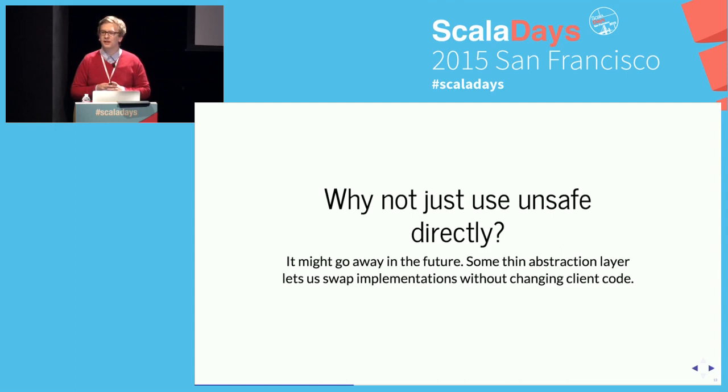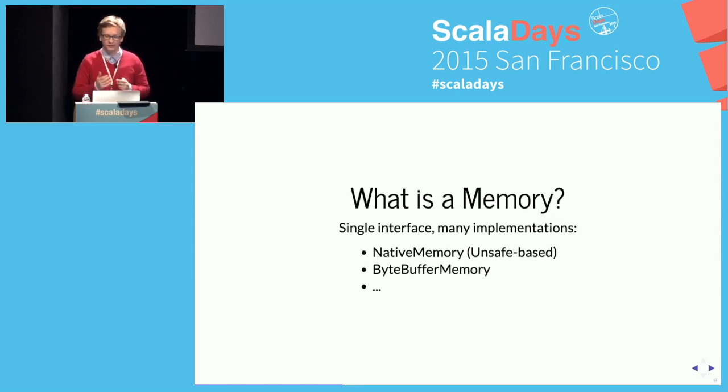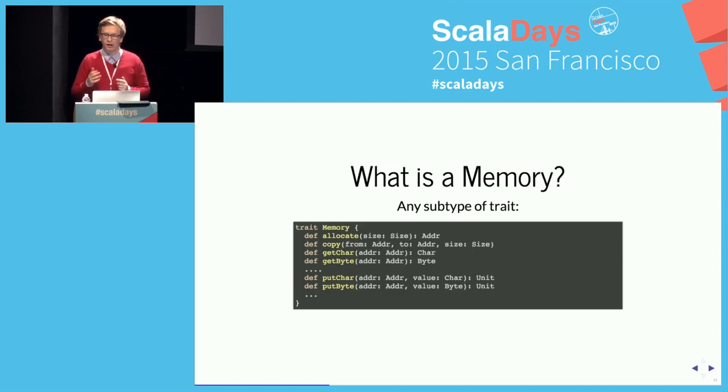Exactly. So if there is a replacement API that does the same stuff as the memory management side of unsafe, we will just implement a new memory instance for this kind of API and use it on Java 9. The purpose we have for this trait is to be future proof in case underlying abstractions change and so on and so forth.